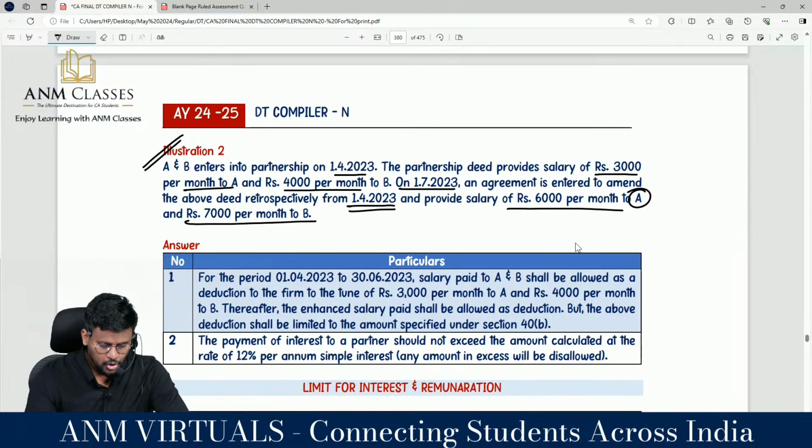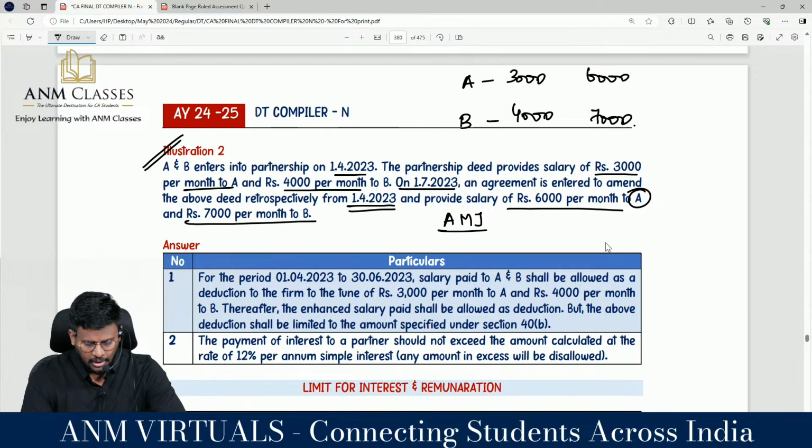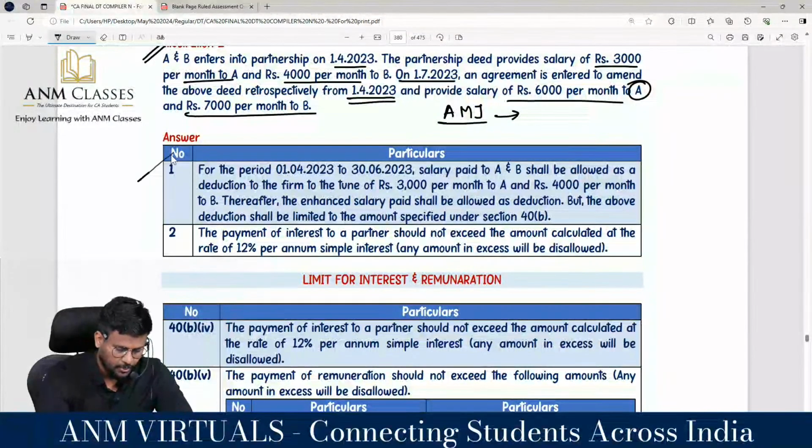That is not possible. So they have 2 partners, A and B. They have the original salary, A 3,000 and B 4,000. But after a certain point of time, they have retrospectively made a change to A 6,000 and B 7,000. So my dear lovable students, for April, May, June, because only in July they have changed, for A and B 3,000 and 4,000 will only be allowed. But from July onwards, prospective will be applicable, 6,000 and 7,000 will be applicable.